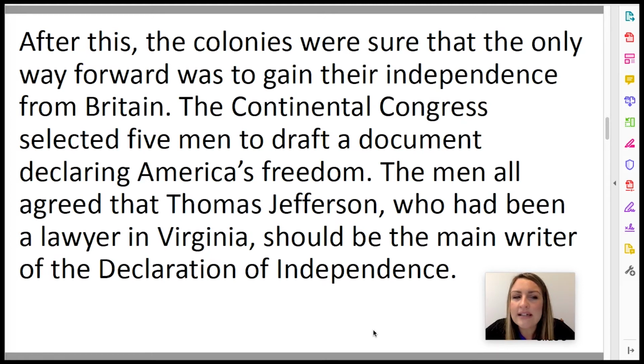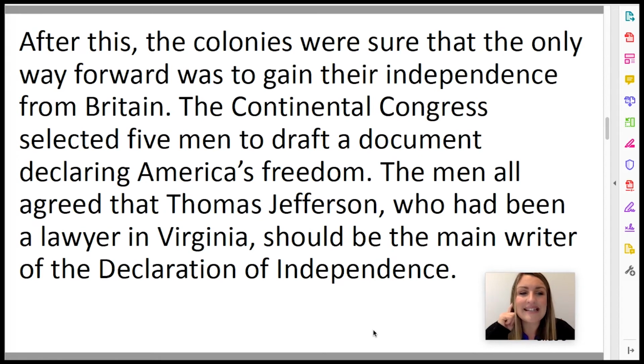What did the Continental Congress decide because the king ignored their petition? Yes, they wanted to gain independence. We discussed independence earlier this week. Independent means to not need someone or something to be free. So the colonies wanted to be free from Britain.